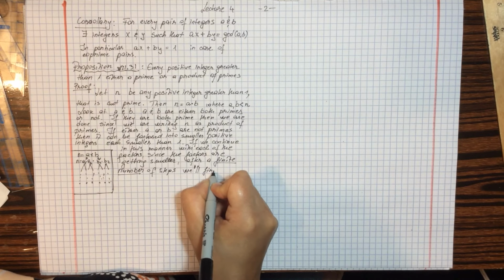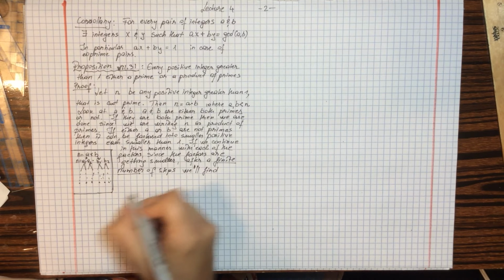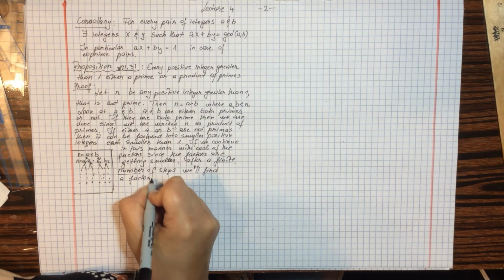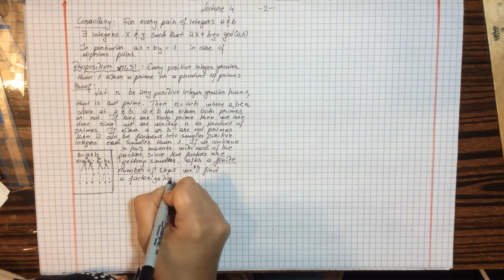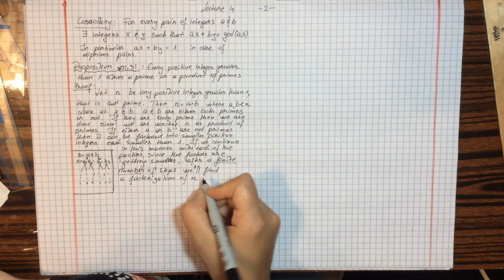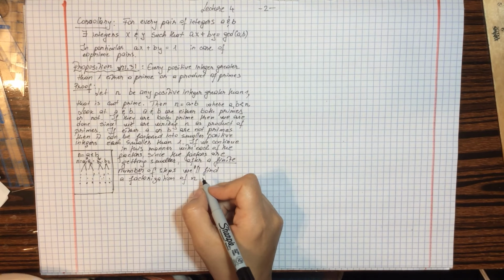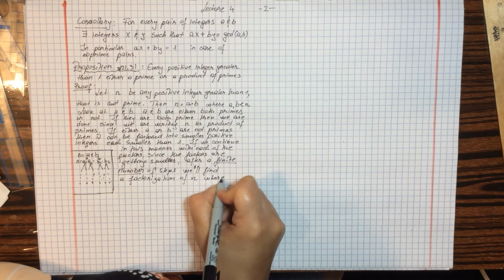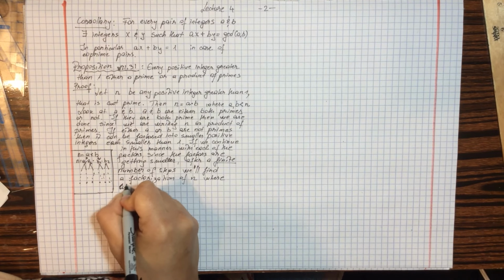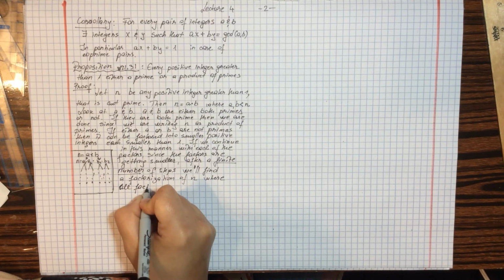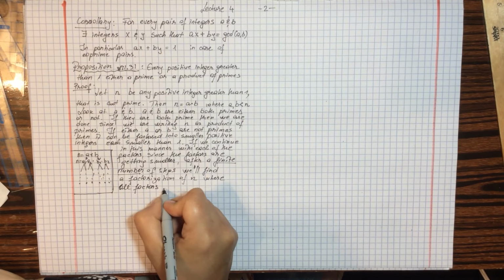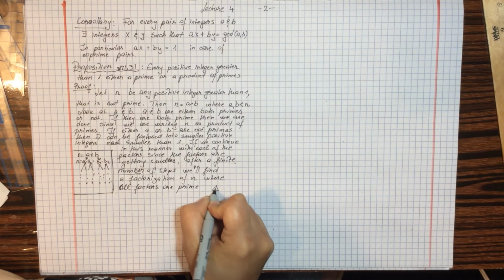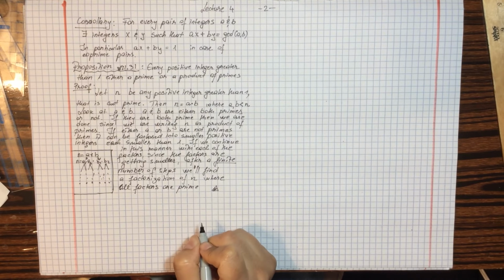We'll find a factorization of n where all factors are prime. And then we're done with this proof.